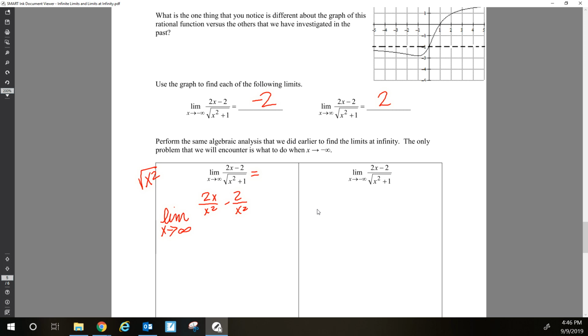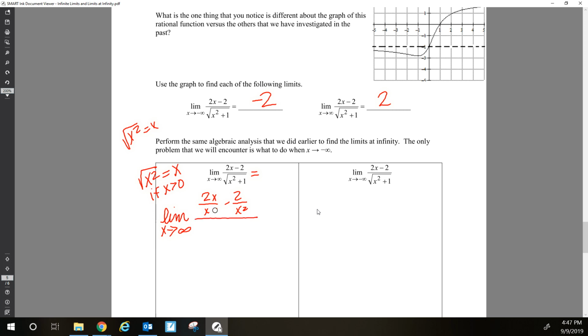Remember, the square root of x squared is the absolute value of x. But if you think about the square root, as we go off to infinity, this is just equal to x if x is positive. So when x is greater than 0, which is the case when we're going off to positive infinity, we have just x. So the square root of x squared is just going to be x if we're going off in the positive direction.